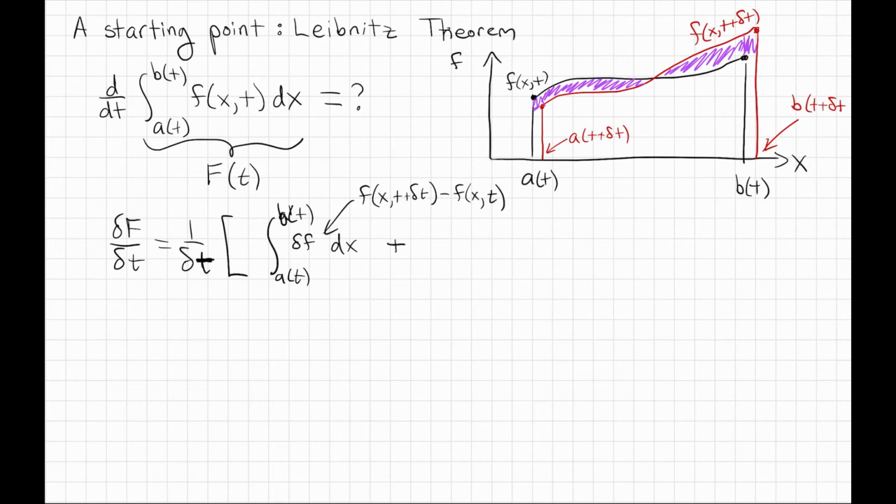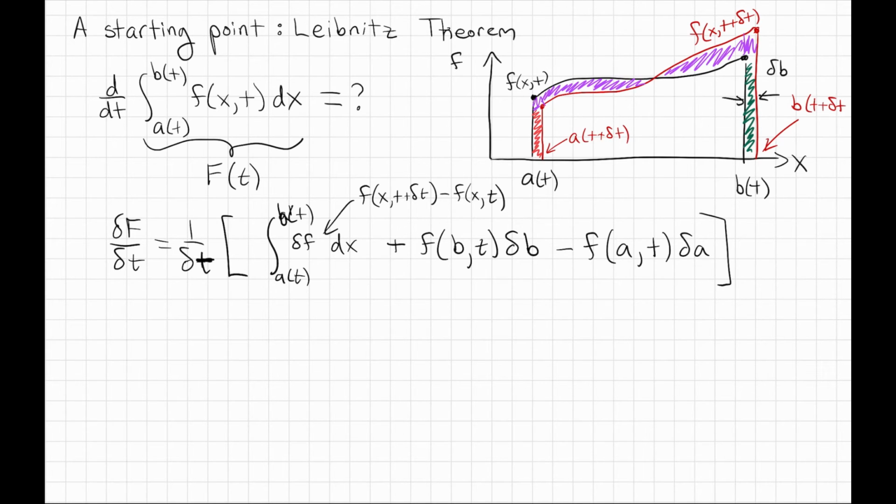Then there are 2 other contributions to the change in the total integral. If I shift the right boundary, b, to the right, I'm adding a certain amount of area on that side, almost equal to the value of the function at the right boundary times the distance the boundary has moved, which I'll call delta b. Similarly on the left side, if I shift the boundary a to the right, I'm subtracting a portion of the integral, so there's less area. The reduction is approximately the value of the function at the left boundary times the distance that boundary has moved.